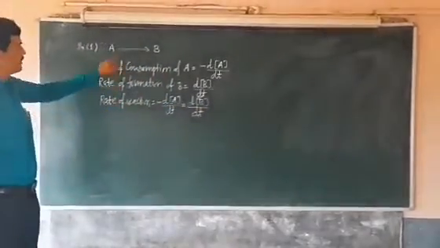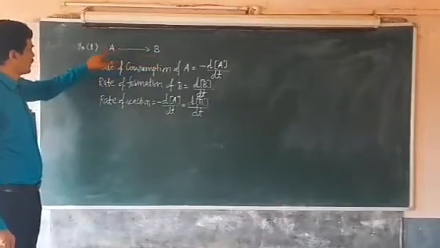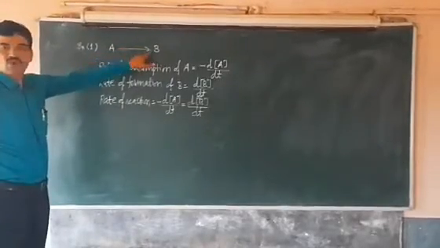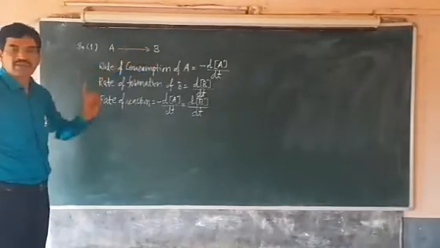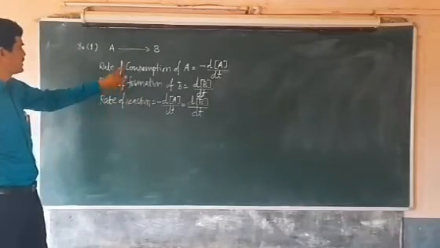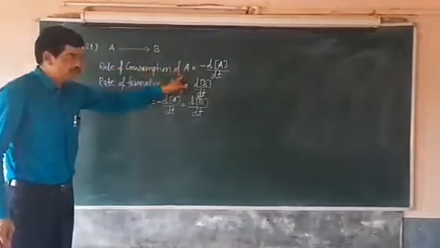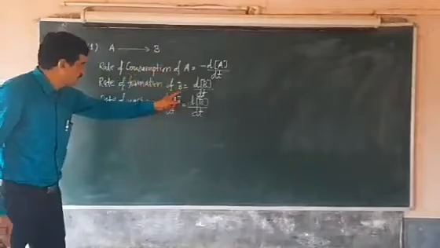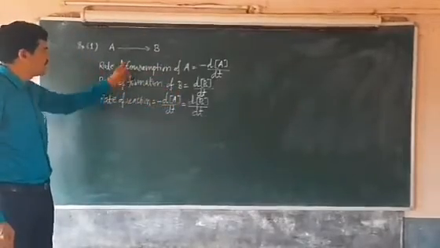So this is a chemical reaction in which the stoichiometric coefficients of the reactants and products are equal. For such a reaction, rate of consumption of reactant, rate of formation of the product, and the rate of the reaction, all these three are equal.